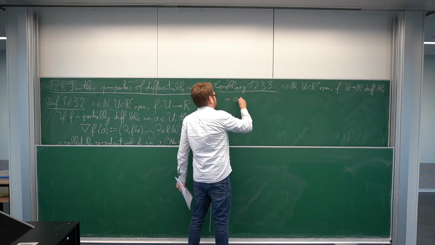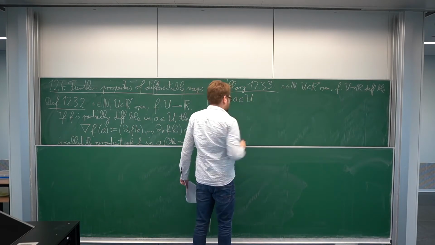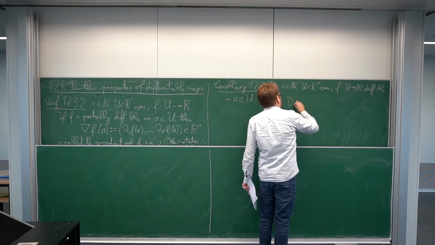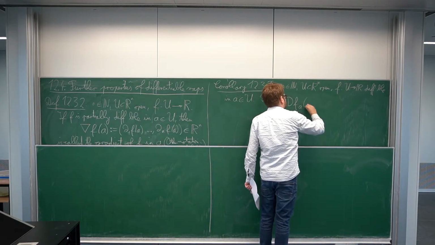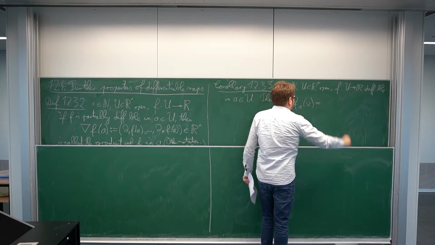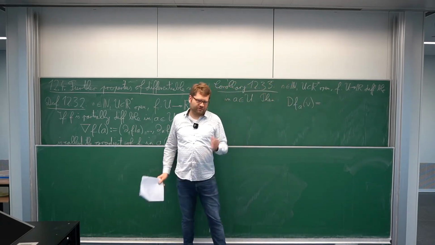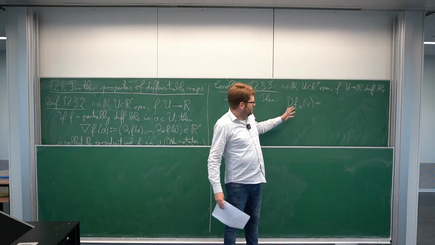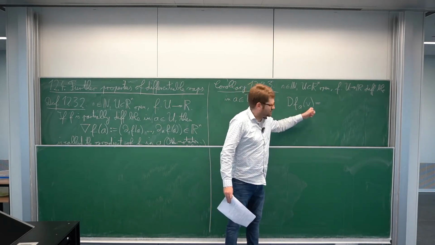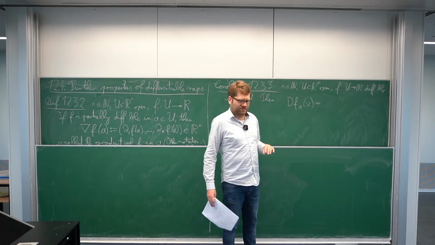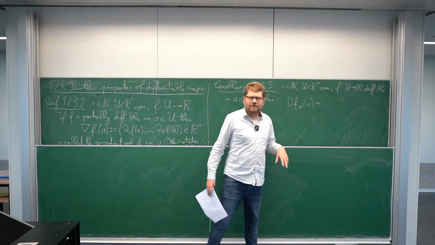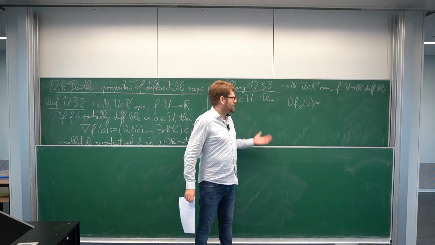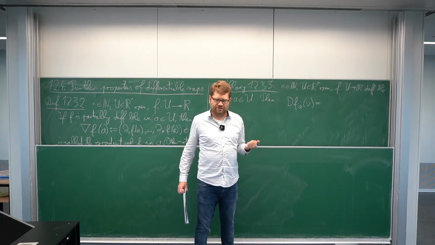Then the differential of f in the point A applied to a vector v, how is this expressed in terms of the gradient? We have seen that we have the sum of the partial derivatives times the coefficients of the vector. This was Corollary 12.1.7, I think, in which we expressed this relation and how we compute a differential by its partial derivatives.